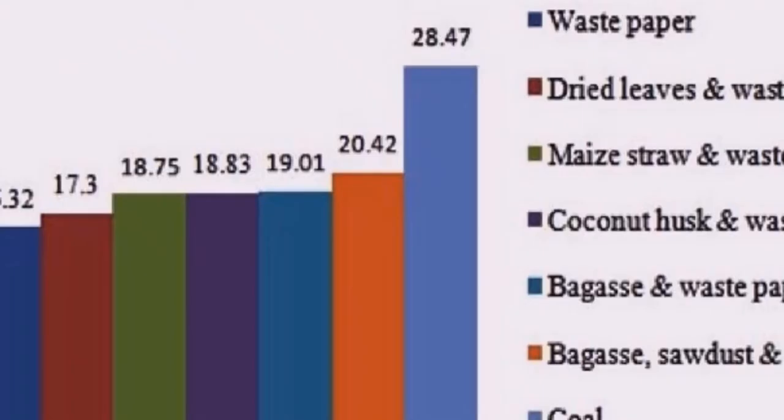Moving on to the next slide, here is a chart which also indicates the calorific value in megajoule per kilogram. It is indicated by different color series, which start from the lowest value to the highest. The lowest value is for wastewater, then dried leaves and waste paper, maize straw and waste paper, coconut husk and waste paper, bagasse and waste paper, bagasse, sawdust and waste paper, and finally coal, which is the highest of them all, reading 28.47.